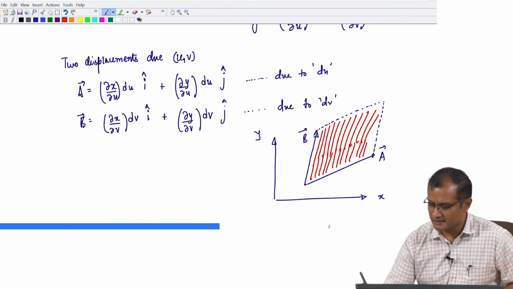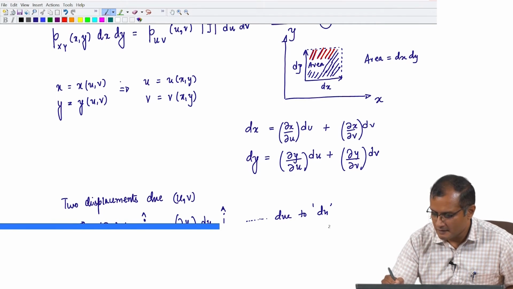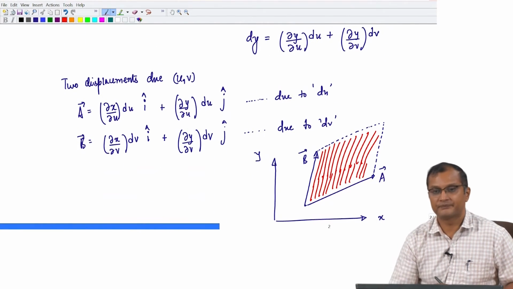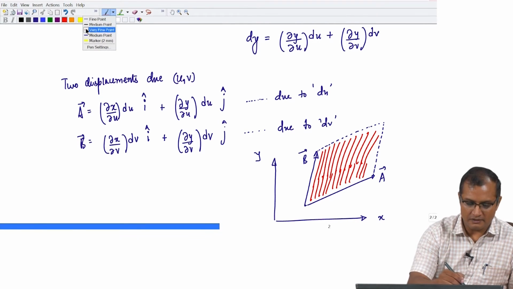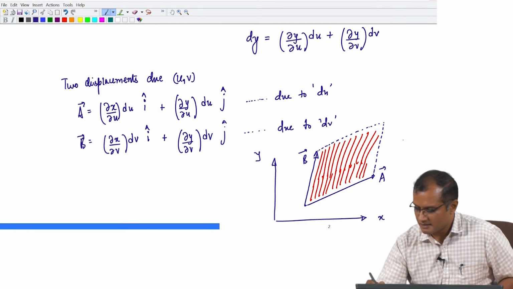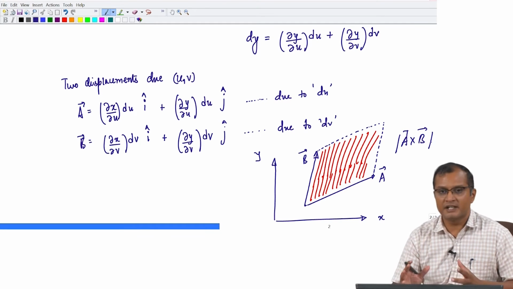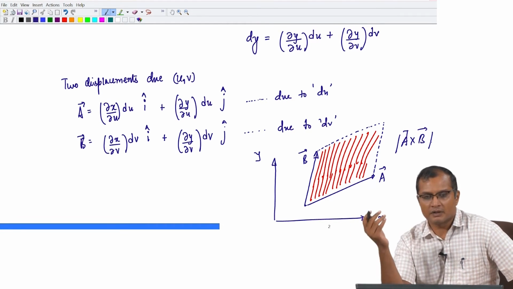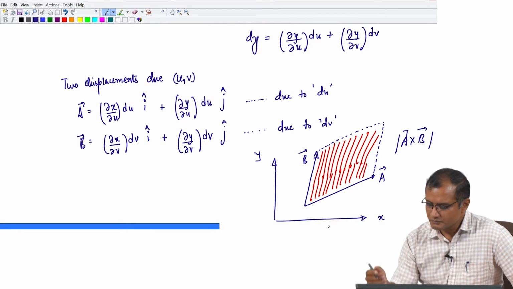So, I will say that this region here has the same area as the shaded region here. Of course, the area in the shaded region is given as A cross B, and I want the magnitude of the area. So, I have taken the magnitude of A cross B. That is the typical formula for area of a parallelogram with sides A and B.